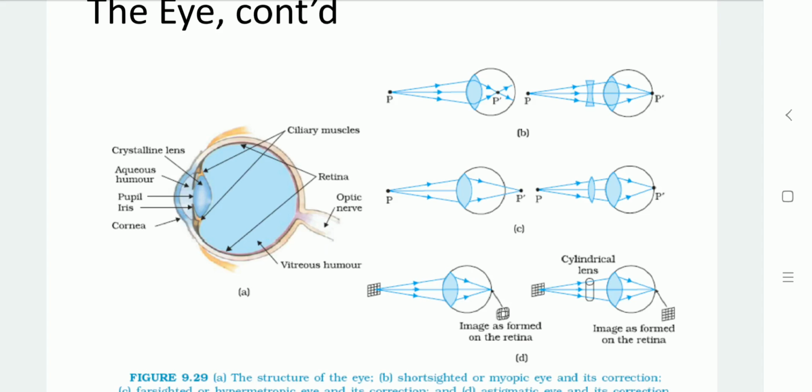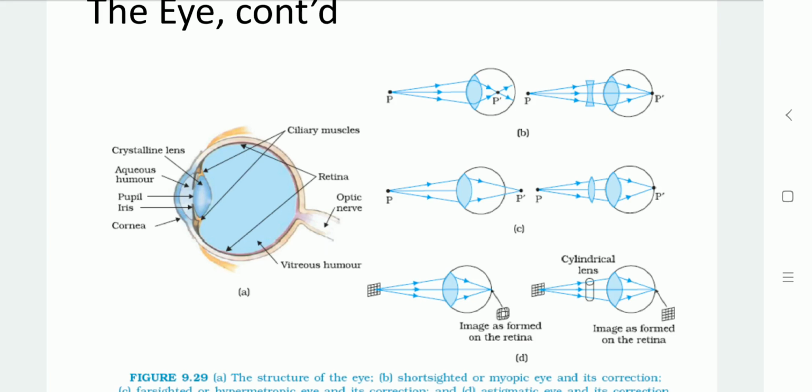Another common defect is astigmatism. This occurs when the cornea is not spherical in shape. The cornea could have a larger curvature in the vertical plane than in the horizontal plane. If a person with such a defect in the eye lens looks at a wire mesh or a grid of lines, focusing in either the vertical or horizontal plane cannot be sharp. So lines in one direction are well focused, while those in the perpendicular direction may appear blurred, as we can see in diagram D.